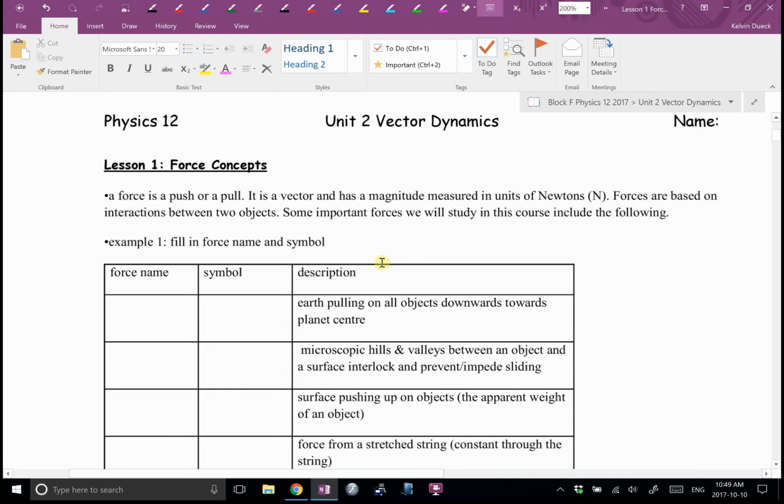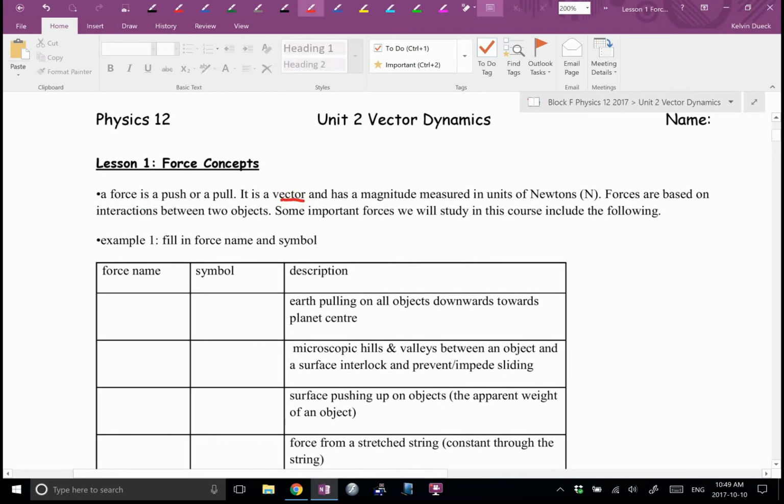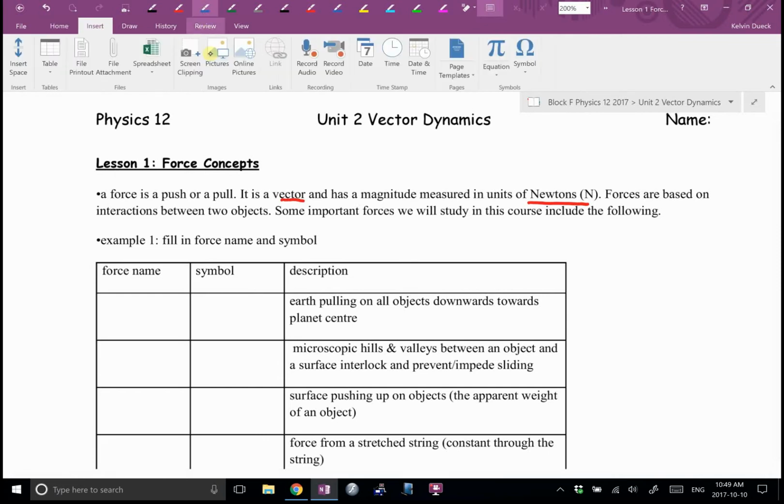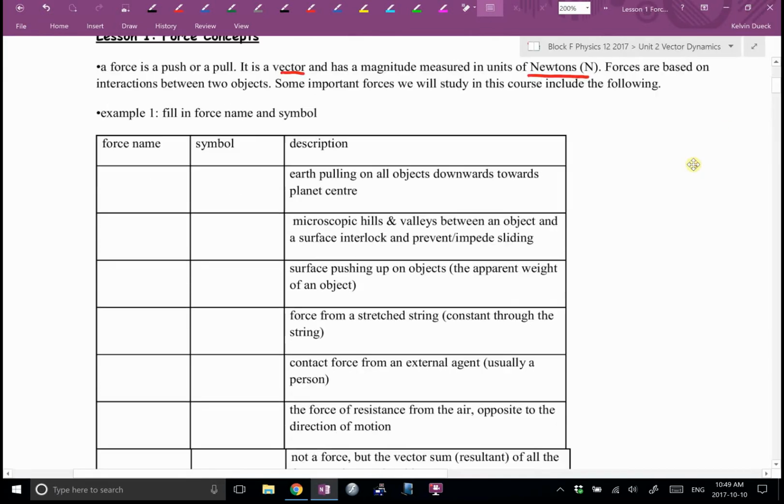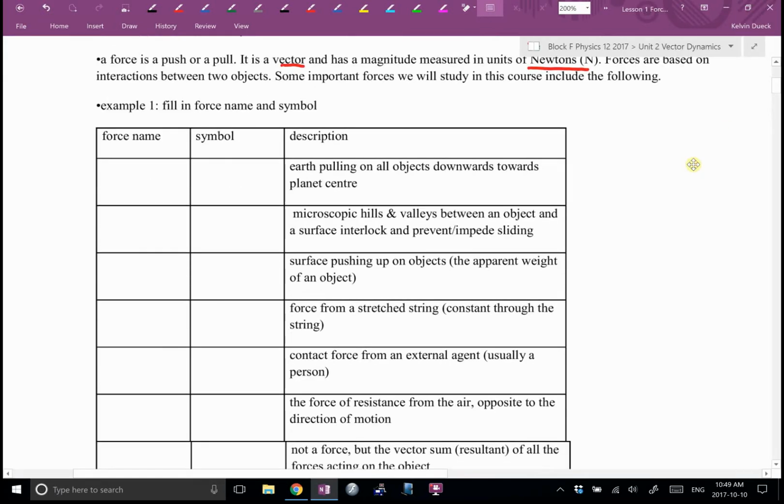Force is a vector, and it's measured in units called newtons. Named after a scientist whose last name was? Very good. And forces are based on interactions between two objects. Some important forces we're going to study include the following. Hopefully you remember most of these from last year.